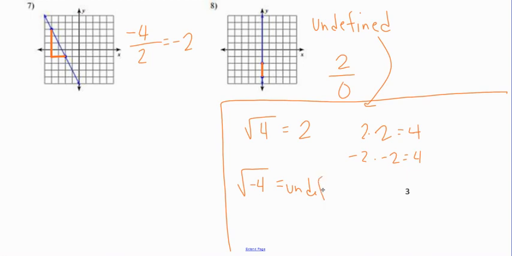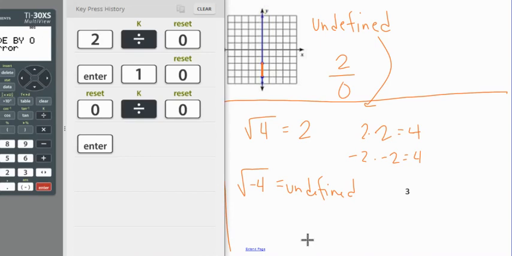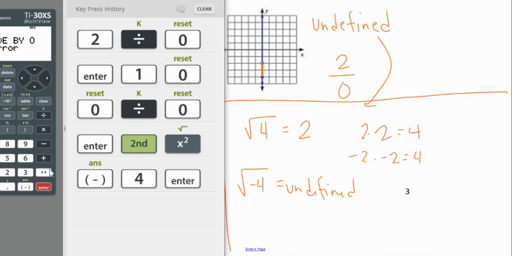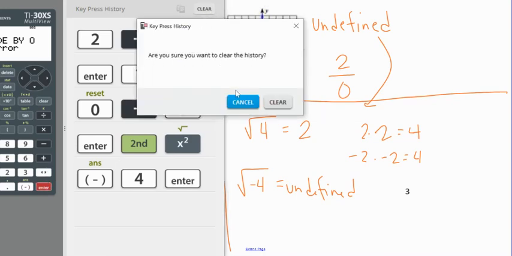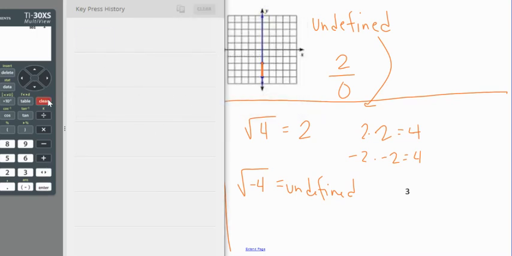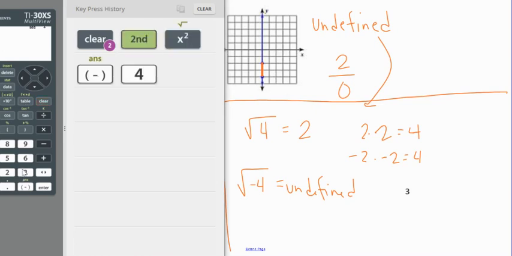There's no two numbers that are the same that, when multiplied, give me negative 4. It's mathematically impossible. And if we look at that on our calculator, let's clear this, make sure. If I did the square root of negative 4, I get a domain error.